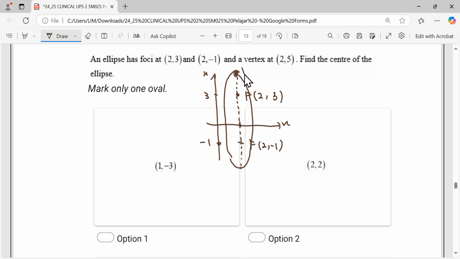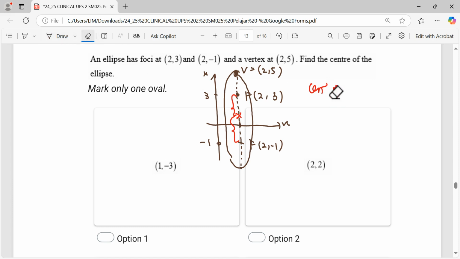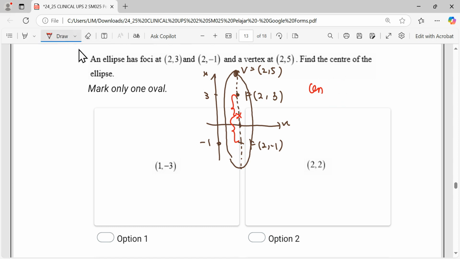At the end here, vertex 2, 5. So to get the center of the ellipse, it will be at the middle of these two focal points. So what is your center between these two focal points? We use the concept of midpoint. The center will fall between the two focal points, so it will be the midpoint of your foci.